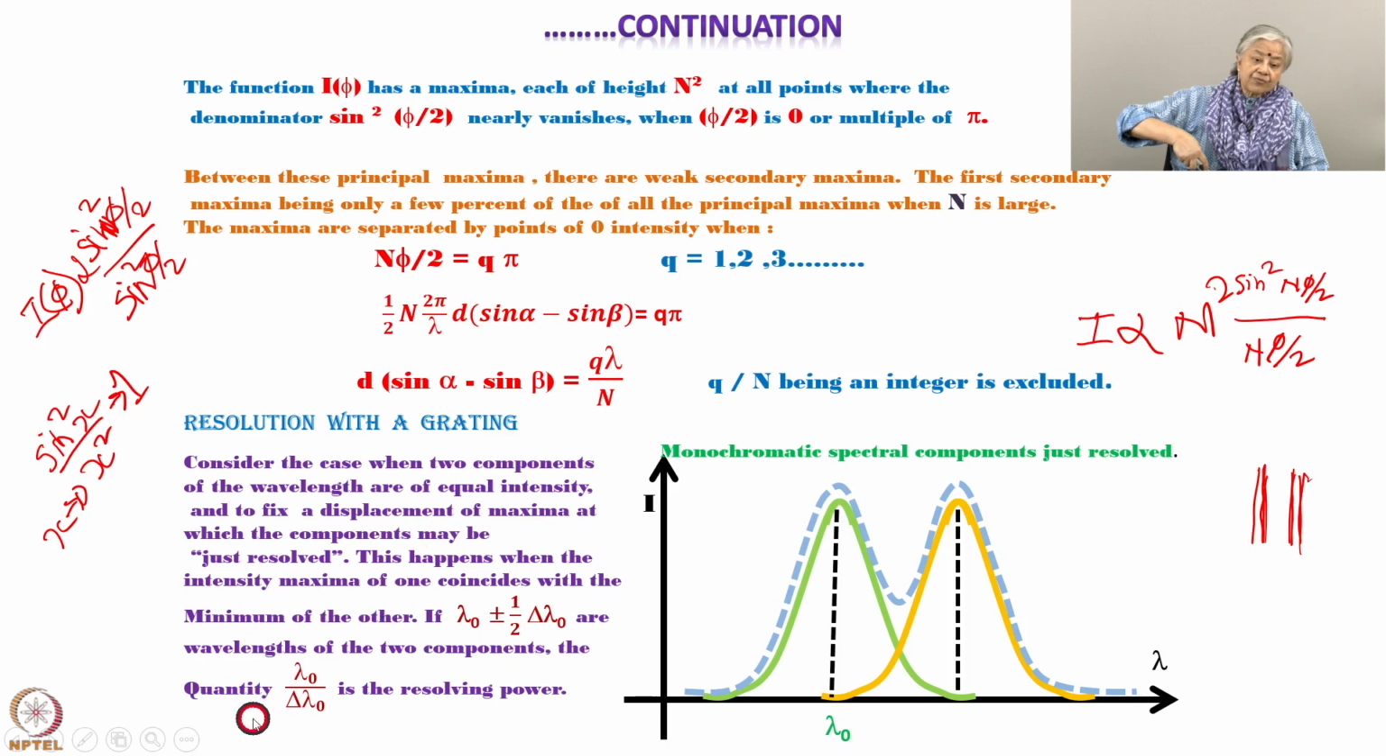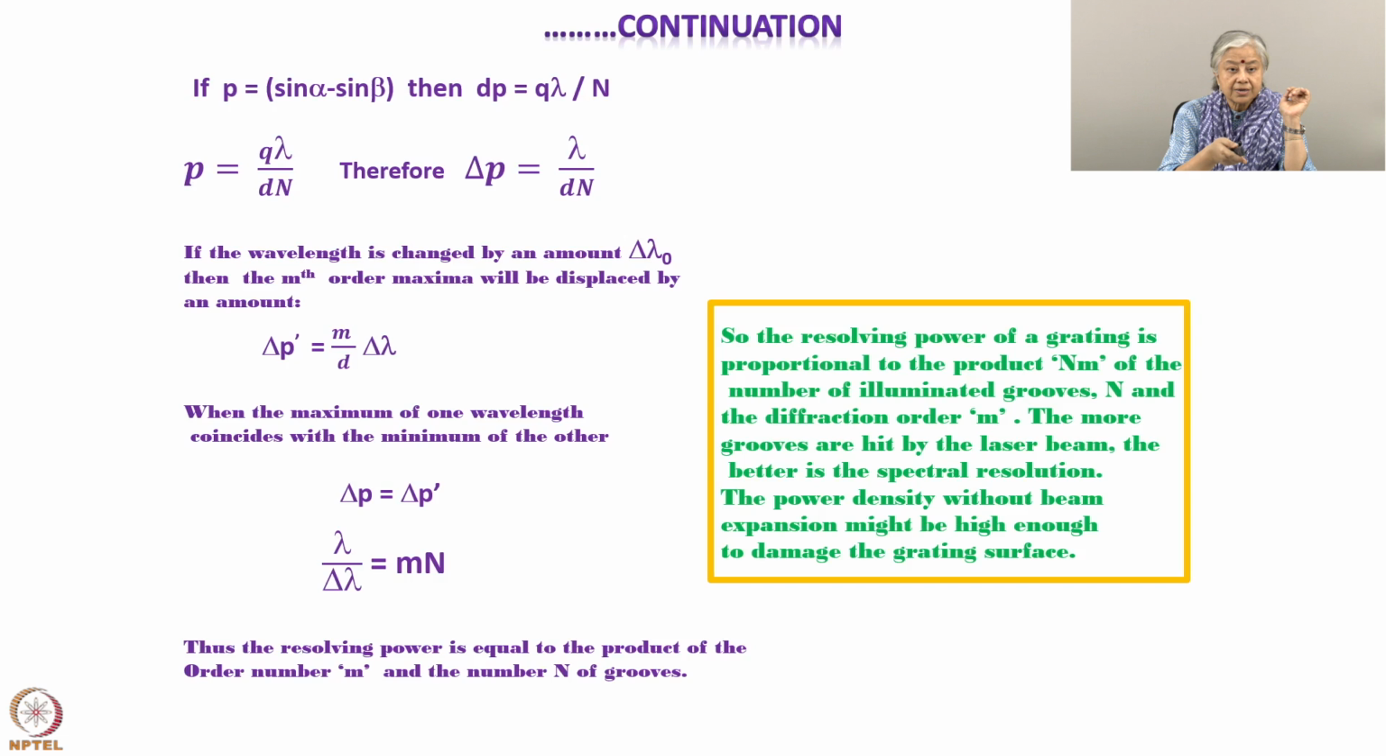So, this quantity will give you the resolving power. Pictorially I know when they have just resolved, when these two are just separate. But suppose I want to quantify it, then I have to give a quantity of lambda 0 upon delta lambda 0. Delta lambda 0 is this much, this half bit here, from here to here. So, I have to find out how lambda 0 upon delta lambda 0 can be, can we find a formula for that? Let us see if we can find a formula for that.